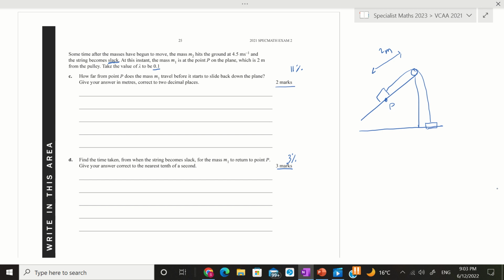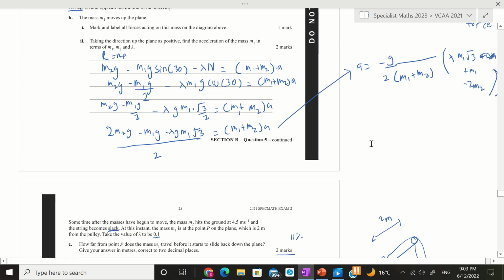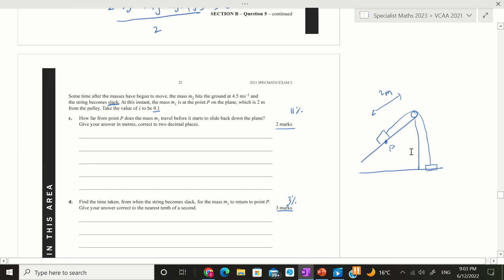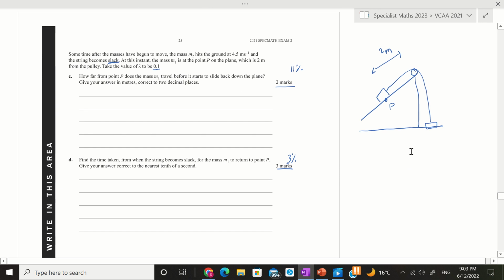So again, what we have to do first is find the acceleration. The reason why we can't use the value for acceleration that we got from the previous question is because this scenario is now different. This M2 mass is no longer pulling the M1 mass up the plane. The string is now slack, so the M1 mass still has its own velocity. It's still traveling up the plane until it's slowed down enough by the friction force for it to go back down the plane.